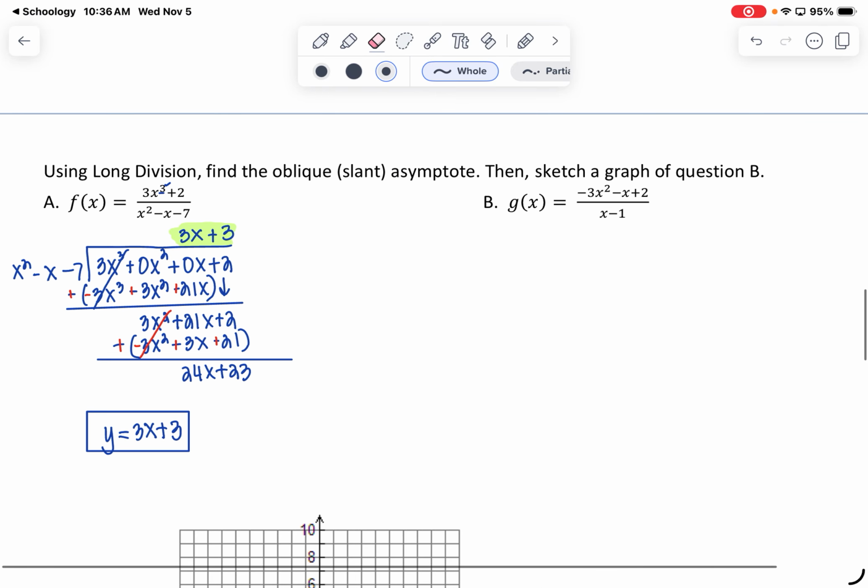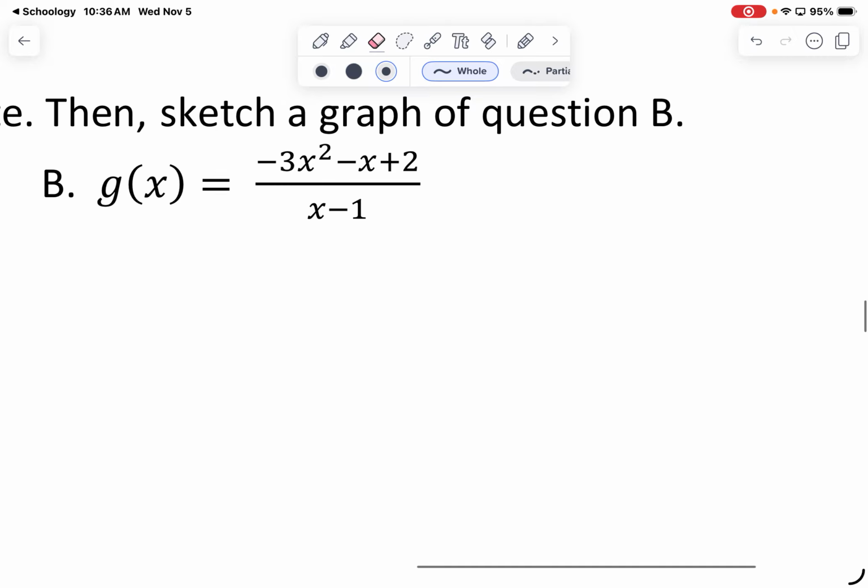All right, I didn't do a good job reading the directions. So it says use long division to find the oblique or slant asymptotes. It's called both that, oblique, slanted line, right? So slant asymptote. Then sketch a graph of question B. So for B, we're also going to find the oblique asymptote, but then we're also going to graph it.